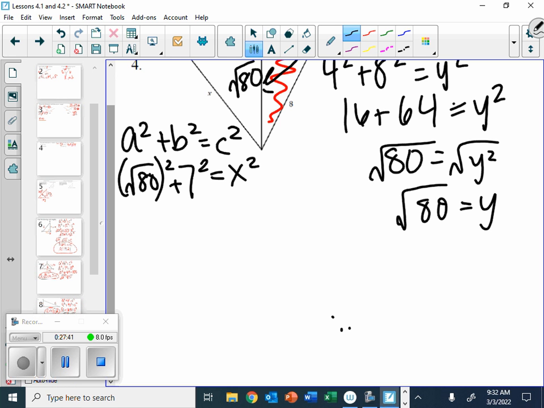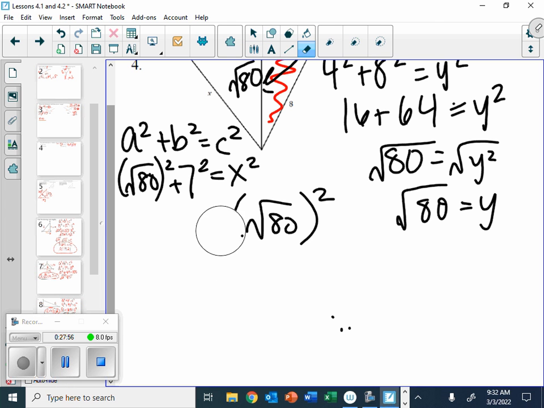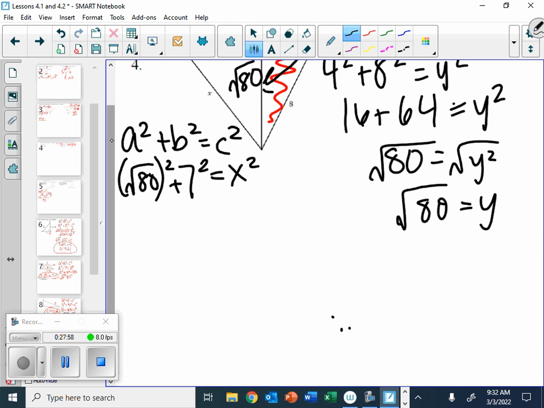Okay, so open a parentheses, square root of 80. Be sure you're outside the square root when you close the parentheses. Then square it, and what do you get? 80. Okay, that's what you're supposed to get, 80. So what's happening here is the square and the square root are canceling each other out, and I'm left with 80. That's why I decided not to simplify it.